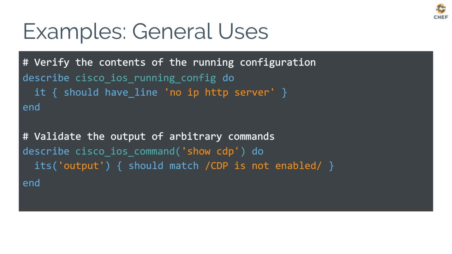The second resource, cisco_ios_command, is used to verify the output of arbitrary commands. In this example, we're verifying that the command show cdp has the output CDP is not enabled. These 2 resources will be your bread and butter of building compliance profiles for auditing your network infrastructure.